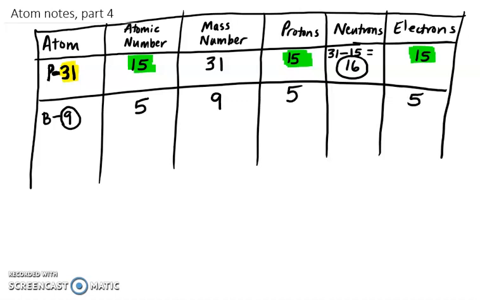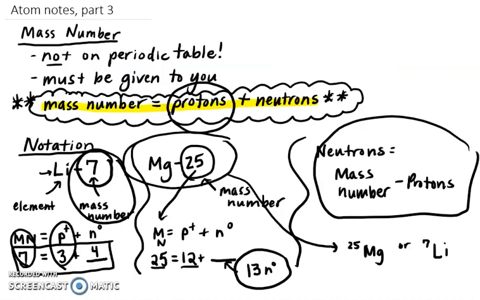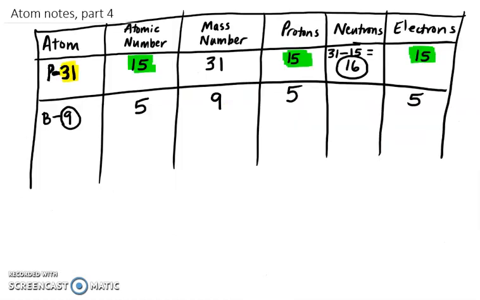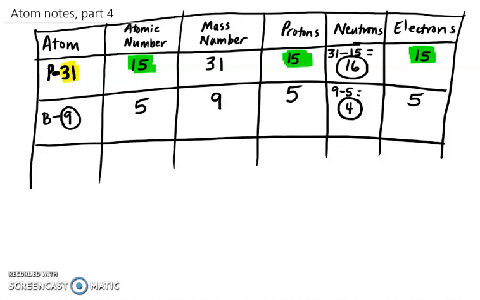And to find neutrons, I'm going to remember from the other notes, and I've got this written down, that neutrons equals mass number minus protons. So mass number is 9 minus 5 gives me 4 for neutrons. All right, so that's a quick review of how to find atomic number, mass number, protons, neutrons, and electrons.